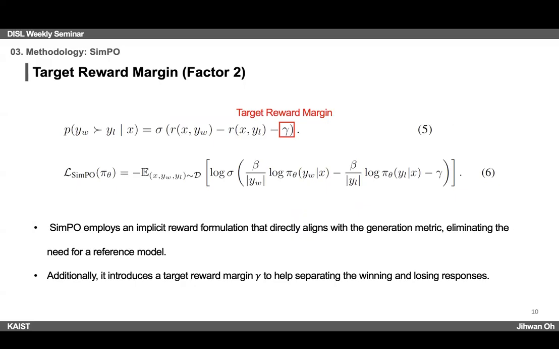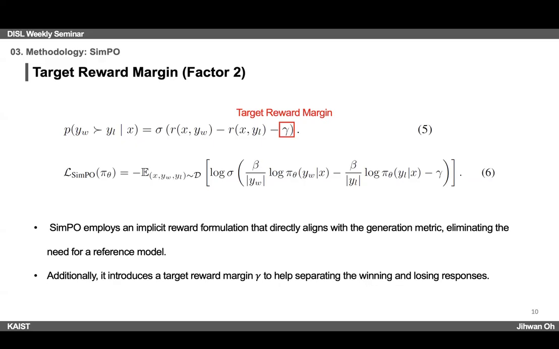In addition to length normalization, the authors propose a second key factor in SimPO, the target reward margin, denoted as gamma. As shown in equation 5, the model estimates the probability that the chosen response is preferred over the rejected response based on the difference in reward scores. Importantly, they subtract a margin gamma, which serves as a threshold that must be exceeded for the model to confidently prefer the chosen.